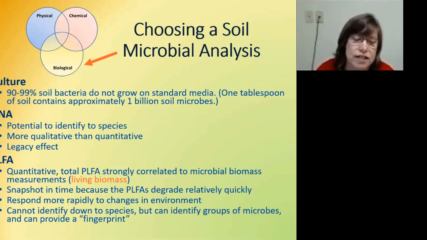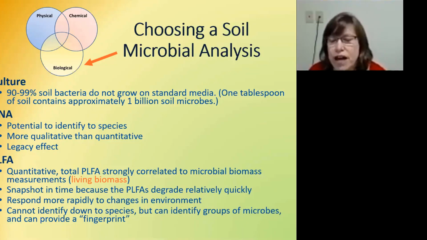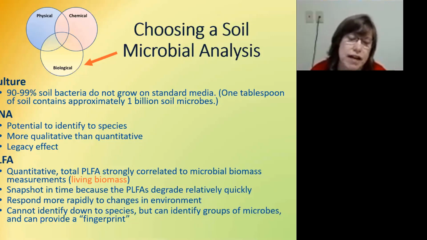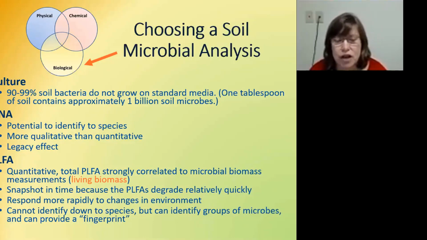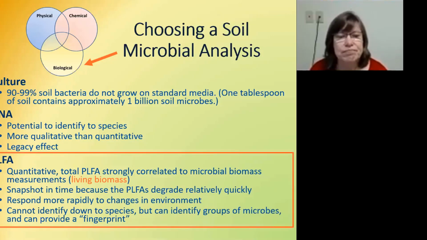And though it does not allow you to identify down to species, even for those we know, it can help identify groups of microbes like different kinds of bacteria, fungi, Arbuscular mycorrhiza. And since you can get a whole list of the phospholipid fatty acids that are available in a soil and how much is each one, it can provide a fingerprint for a particular soil at a particular time. So that's what we chose.